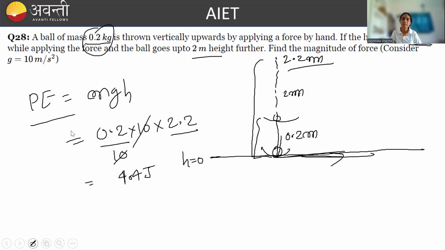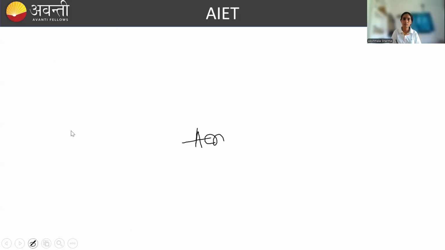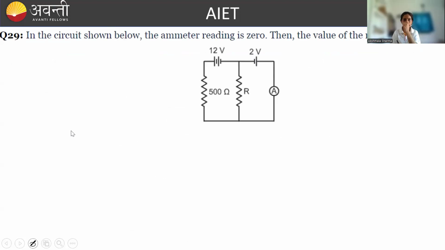To what distance was it in touch with the hand? 0.2 meter. So force was acting till 0.2 meter. Work done by hand will be written as force into 0.2 meter and this should be equal to 4.4, because whatever work is done is visible in the form of potential energy gain. So force will become equal to how much, the point will get cancelled, 22 meter. So the correct answer will be what? 22 Newton.